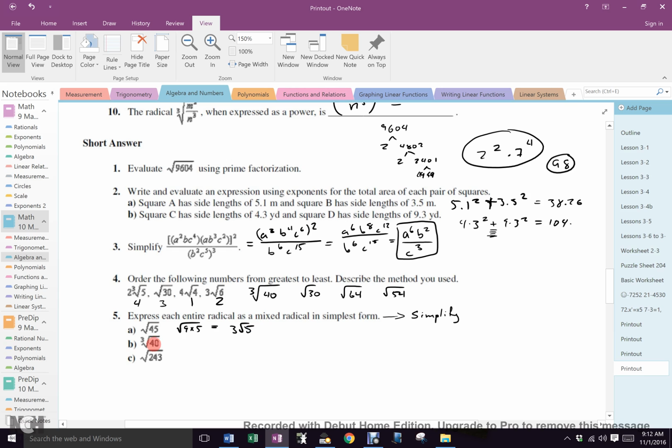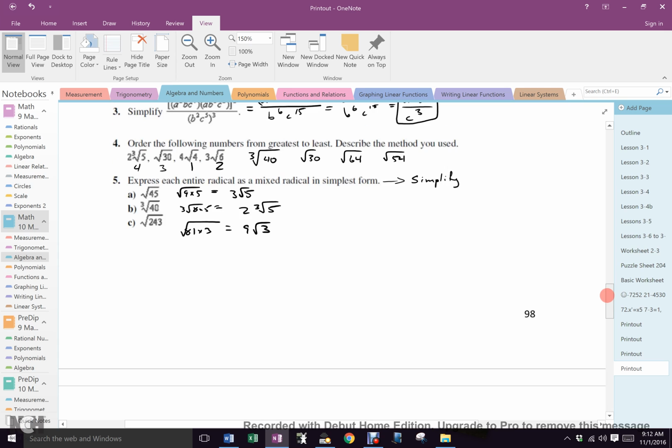The cube root of 40 is the cube root of 8 times 5. What's the cube root of 8? 2. So it's 2 cube root 5. And 243 is 3 times 81, which is 9 root 3. Everybody cool? Okay. Each of them is worth 1 mark.